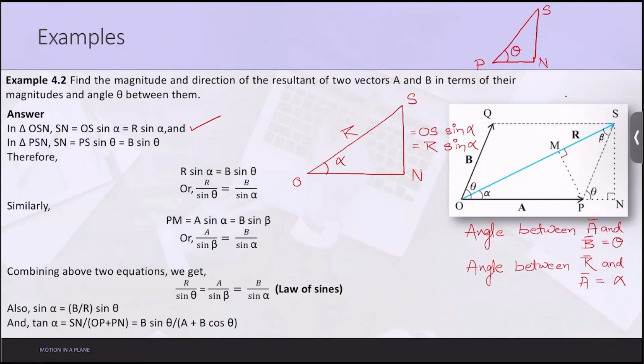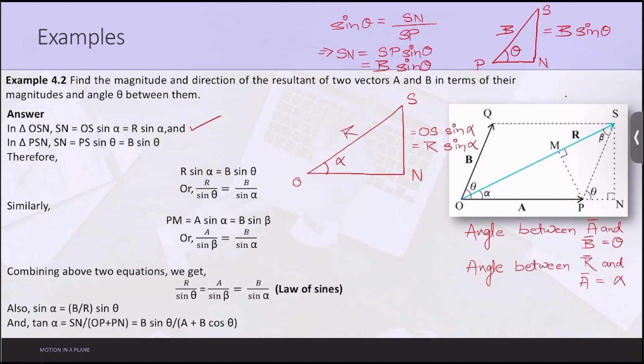So now in triangle PSN, what is happening? Again, we need to calculate the value of Sn. How will we calculate it? We know from trigonometry that sine theta is equal to Sn upon SP. Correct? So simple trigonometry gives you the value of Sn as SP sine theta. This SP is also equal to B, the magnitude of vector B. Therefore this gives you Sn equal to B sine theta.